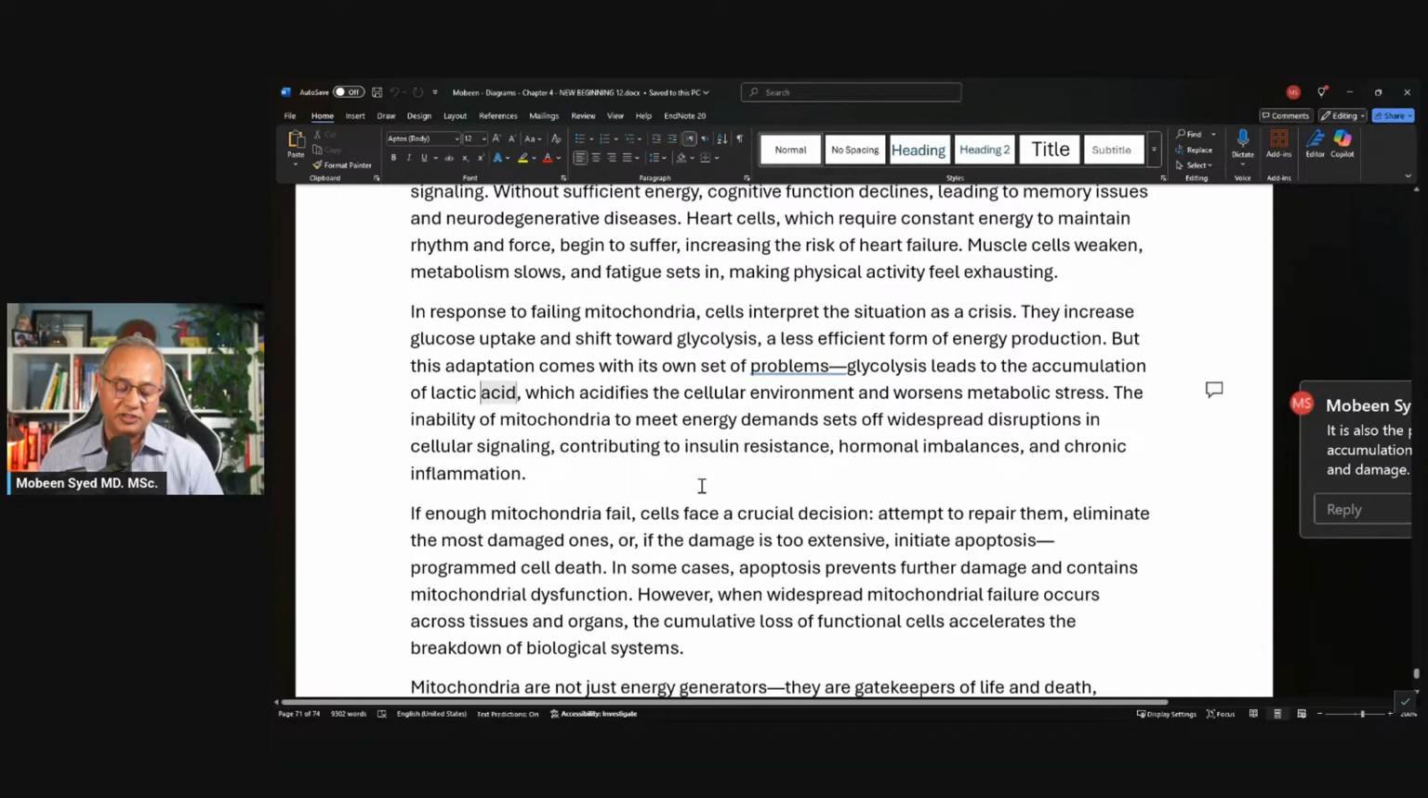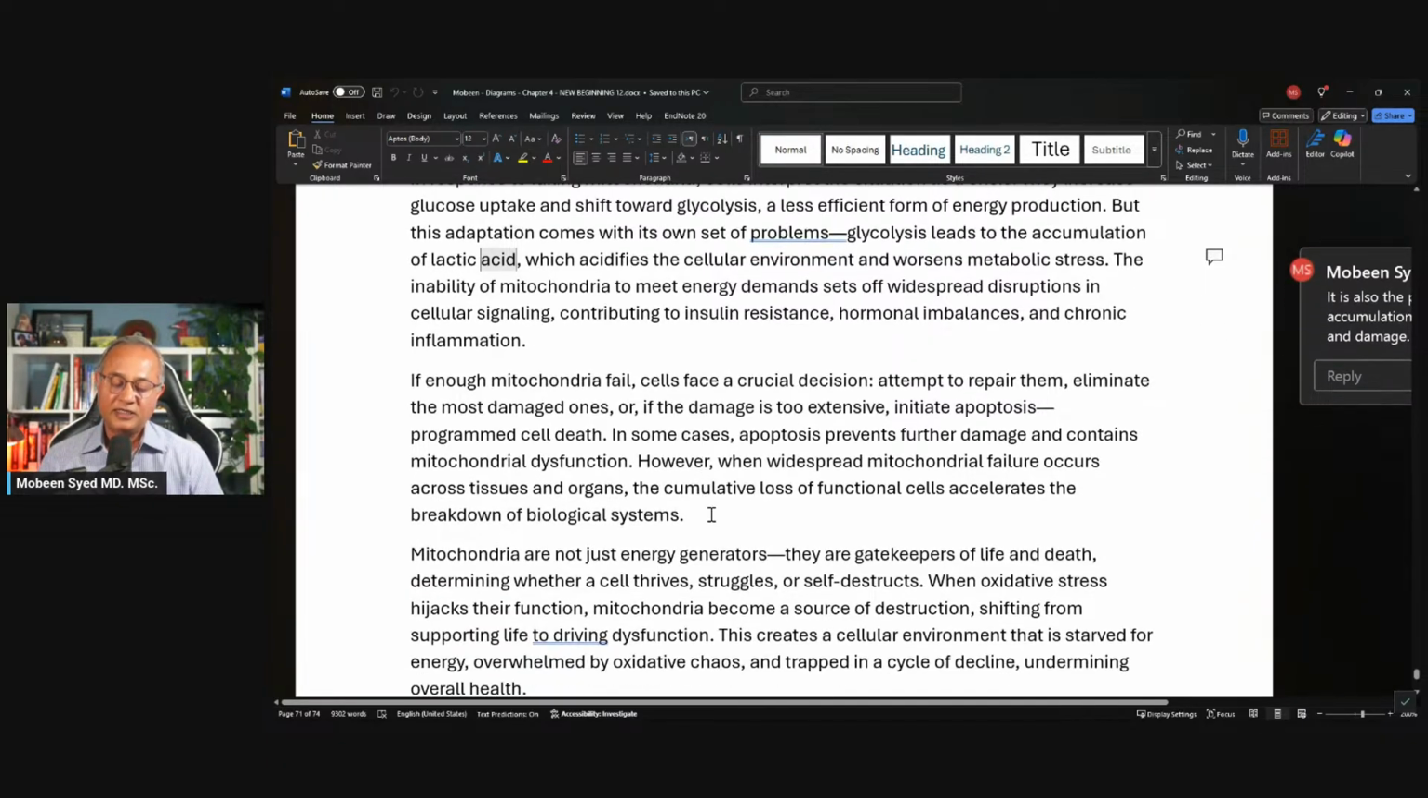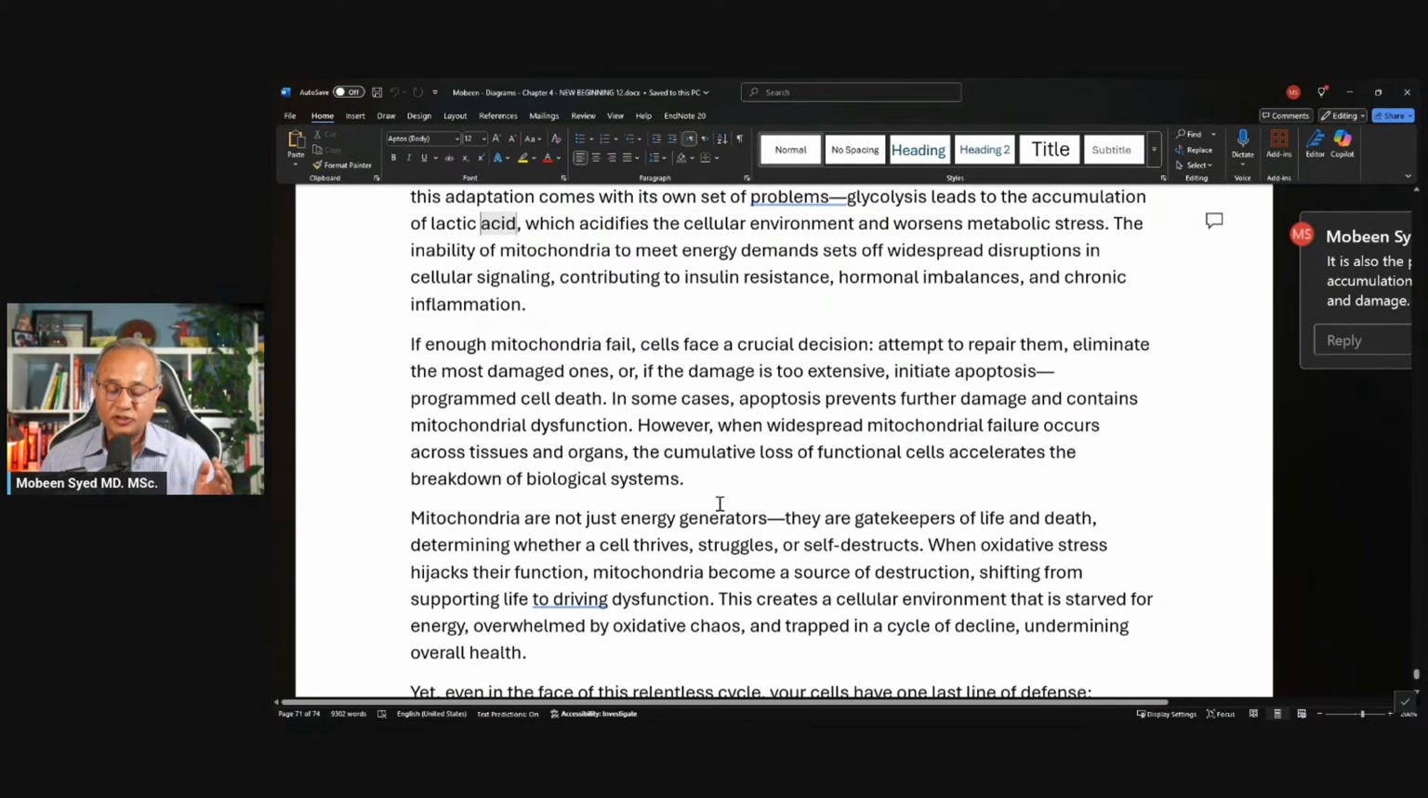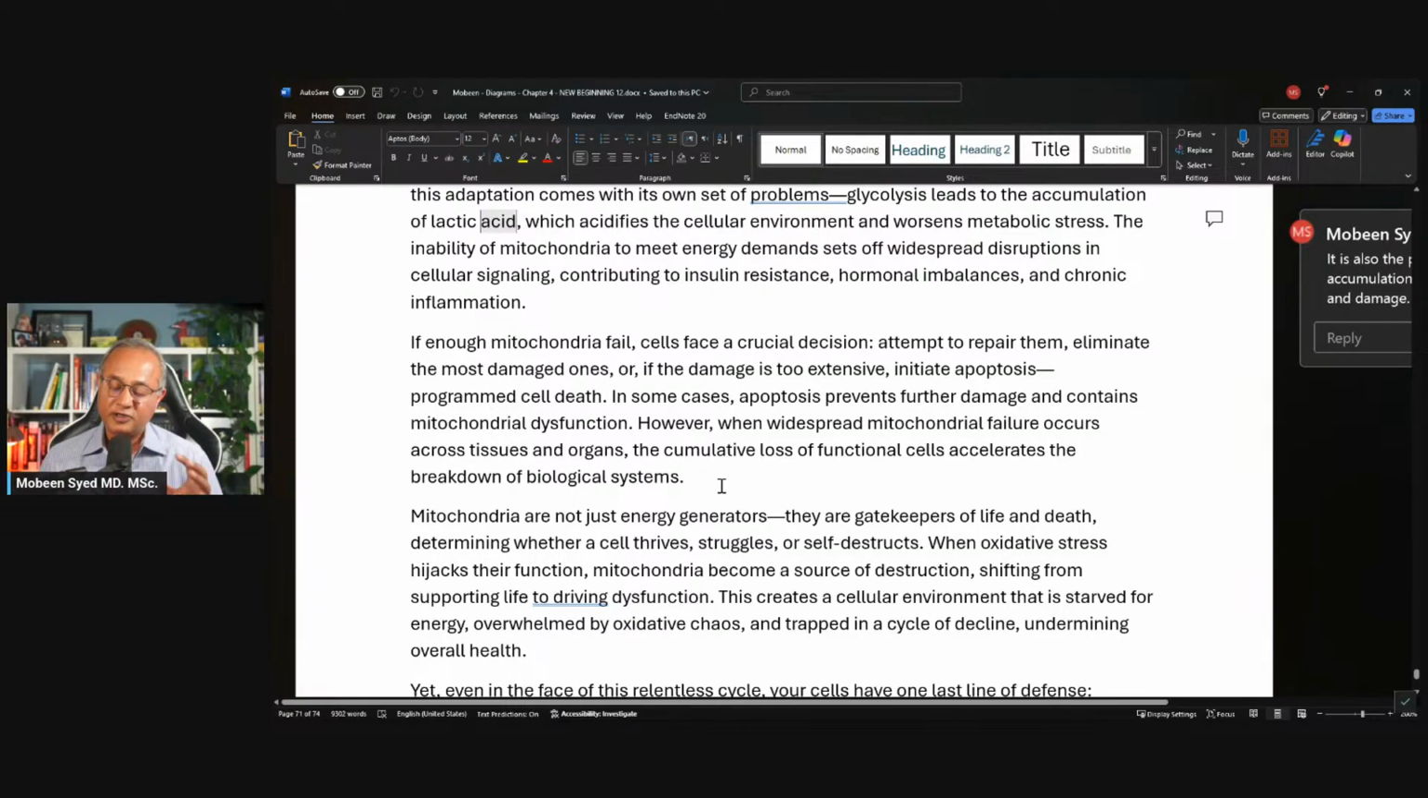imbalance, and chronic inflammation. If enough mitochondria fail, cells face a crucial decision: attempt to repair them, eliminate the most degraded ones, or if the damage is too extensive, initiate apoptosis. That is, the cell would decide, hey, I am going to die, because without mitochondria, a cell cannot really function. Mitochondria provide energy. Apoptosis is programmed cell death. In some cases, apoptosis prevents further damage and contains mitochondrial dysfunction. However, when widespread mitochondrial failures occur across tissues and organs, the cumulative loss of functional cells accelerates the breakdown of biological systems.